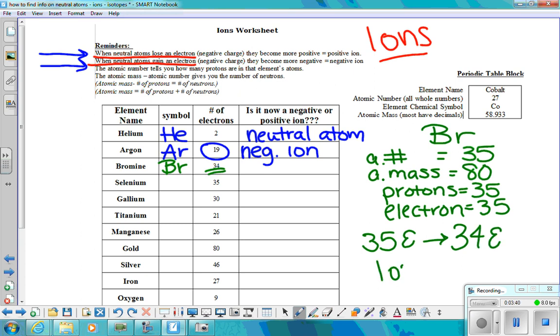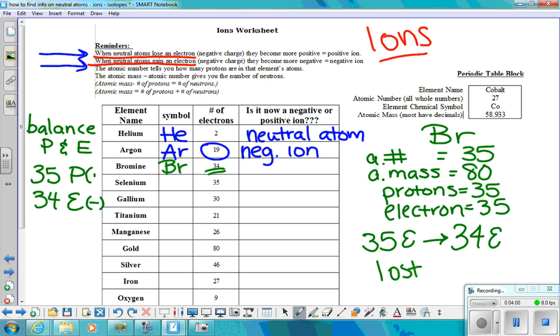So I lost an electron. So when we talk about that balance of protons and electrons, I have 35 protons and now I have 34 electrons. What type of charge do I have more of? I have more positive charges. So that makes it a positive ion. Positive ion. Let's do another one together.